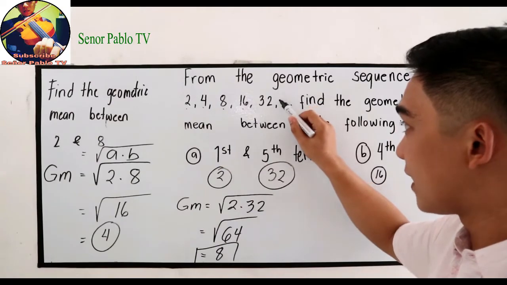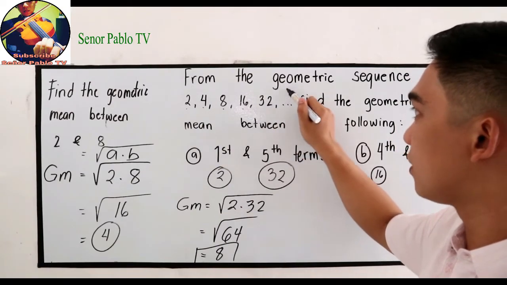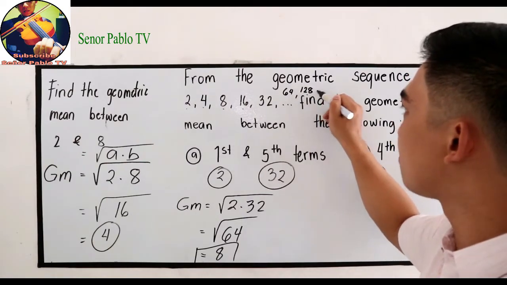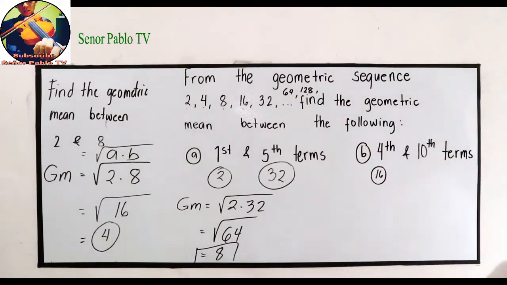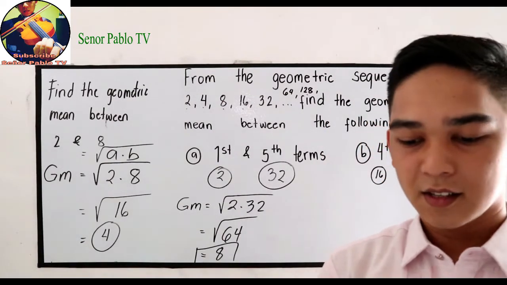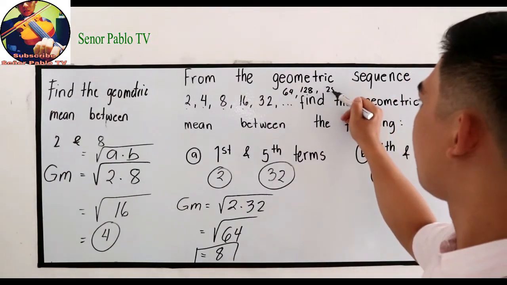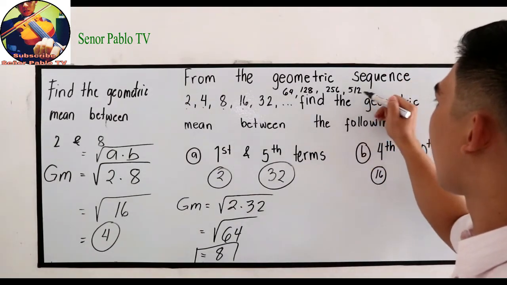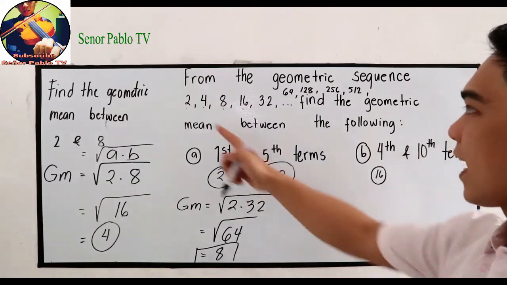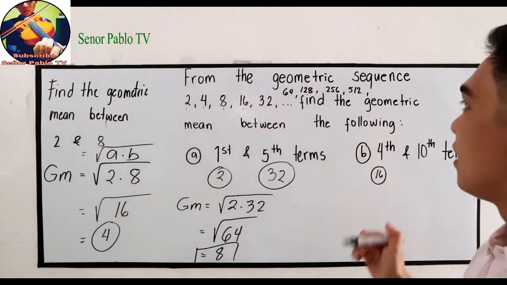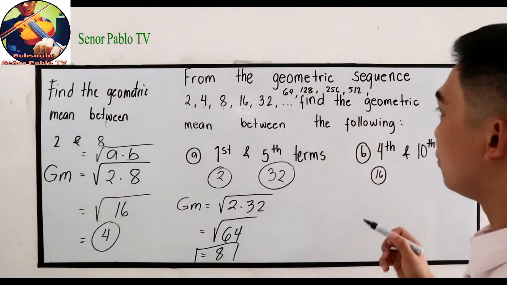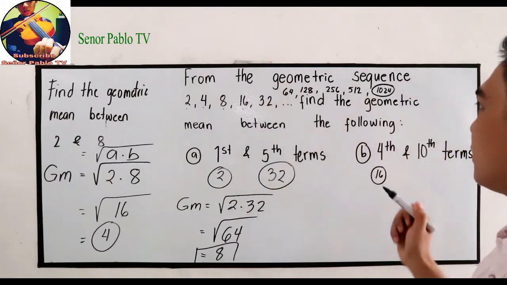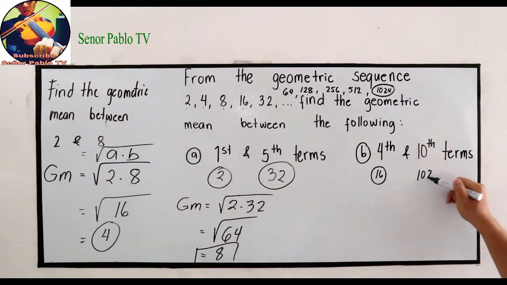So, kunin natin yung next term natin dito. 32 times 2, that is 64. 64 times 2, 128. 128 times 2, that is 256. 256 times 2, 512. Ay, ilan na yan? 1, 2, 3, 4, 5, 6, 7, 8, 9. So, 512 times 2, that is 1,024. Yan na ngayon yung 10th term natin. 1,024.